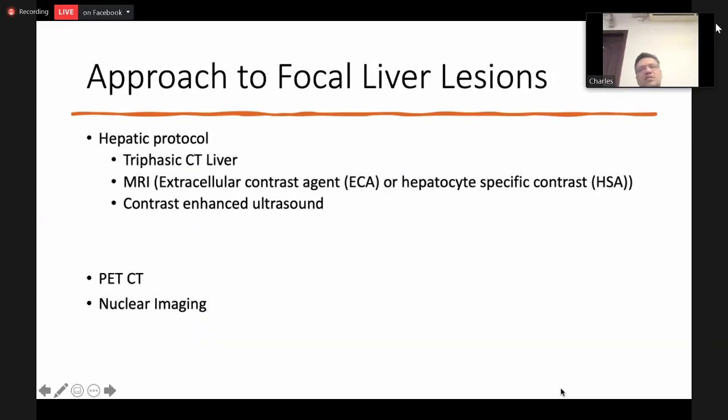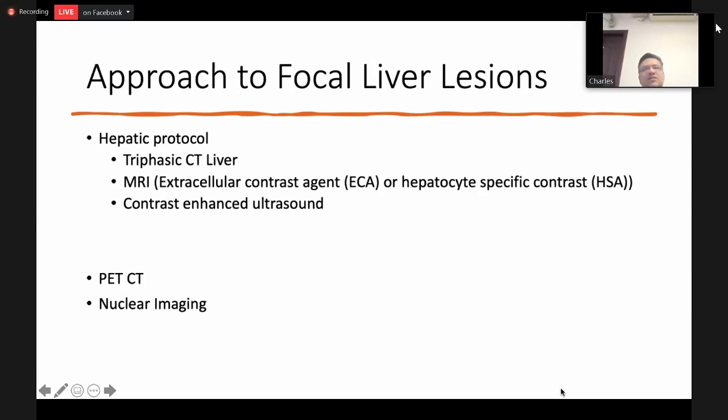And when you talk about imaging in liver lesions, always do a hepatic protocol, triphasic CT or MR. I'll come to the details of the triphasic CT in the next slides. And when you do an MR, we can use two types of contrast. There's an extracellular contrast agent. These extracellular contrast agents behave similarly to CT contrast, and they are excreted via the kidneys. And you can have hepatocyte specific contrast, Eovist or Primovist.